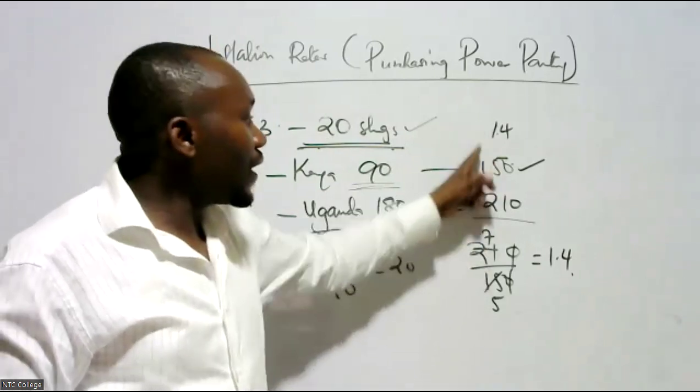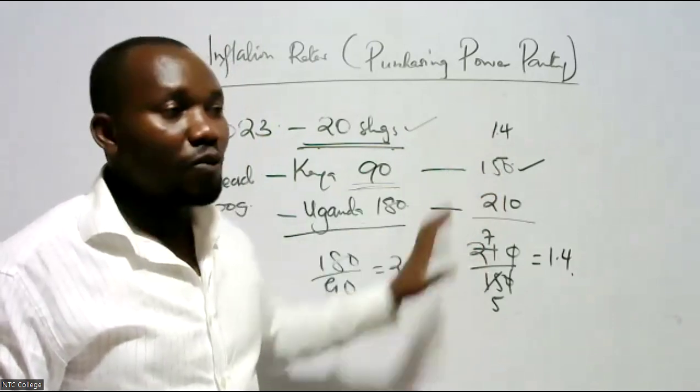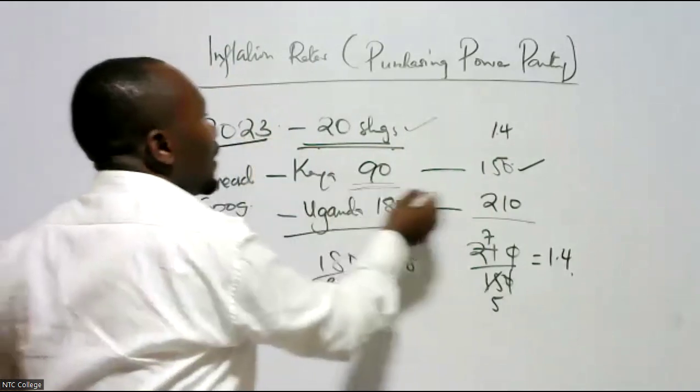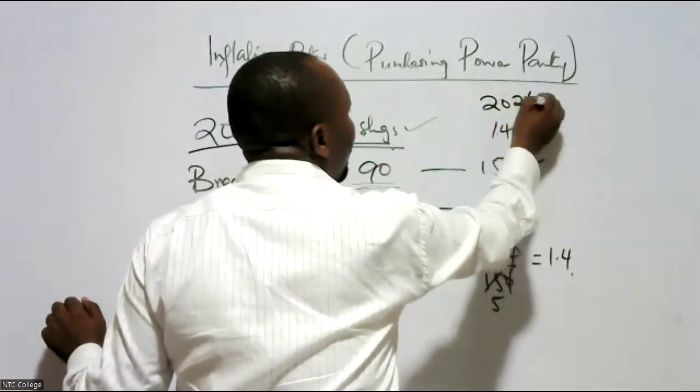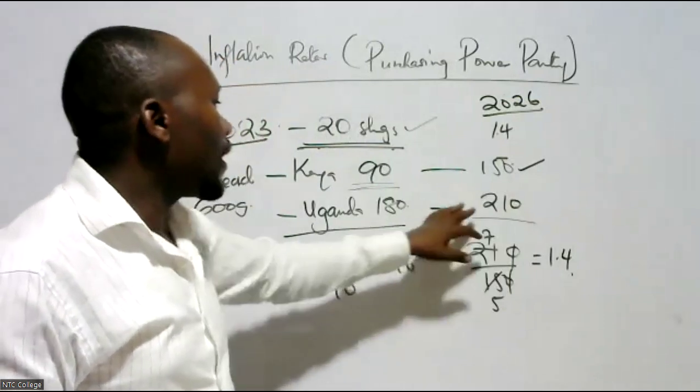Though with the new exchange rate, the purchasing power is still the same. It is now the same. Kwa sababu, if you go to Uganda, probably this one is 2023. Now in 2026, you go to Uganda and say that you want bread. Utaambiwa bread is 210.